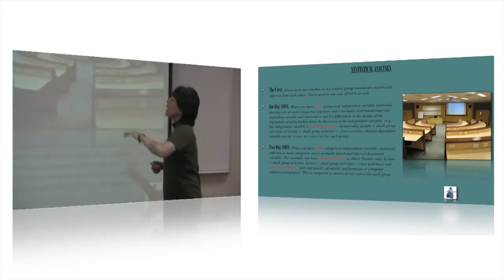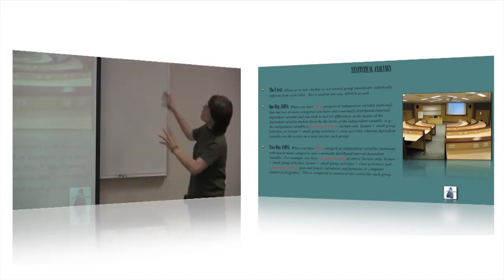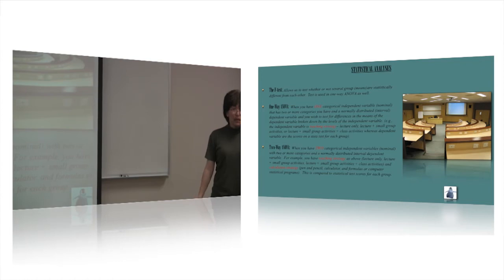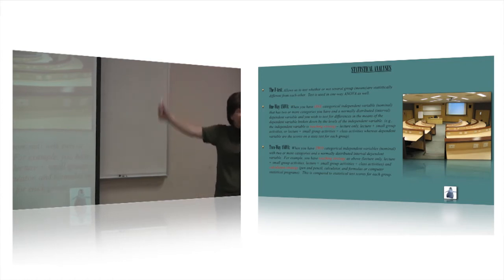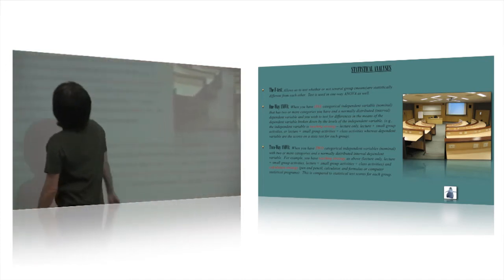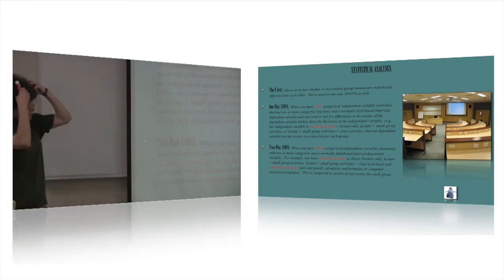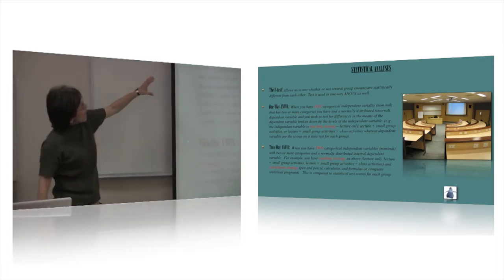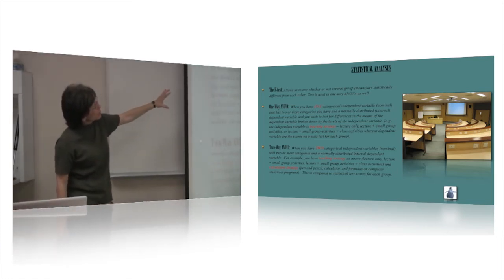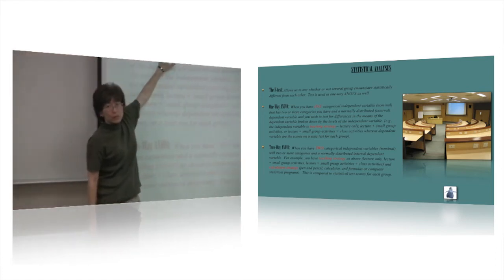It's basically, instead of comparing two means, I'm maybe comparing several means at the same time. One way to know that: you've got one category, that's your independent variable, and your dependent variable is interval scores.